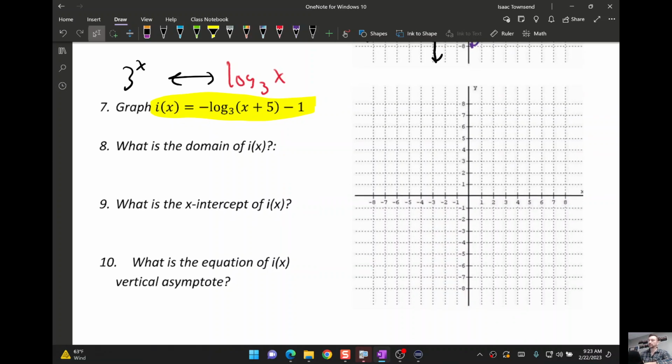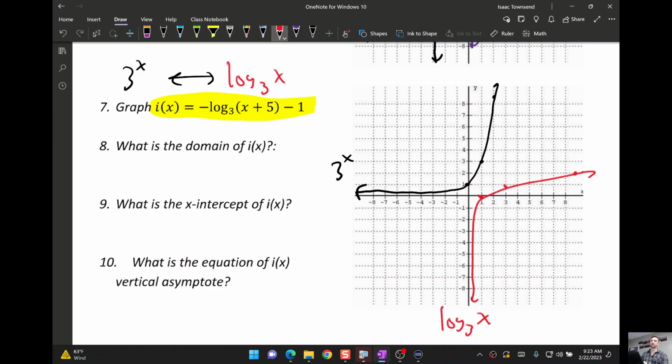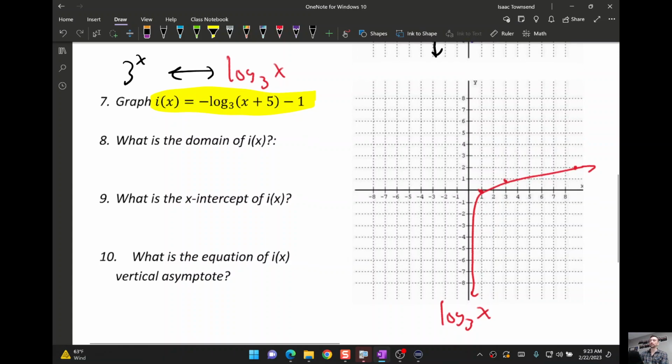So me personally, I would quickly sketch 3 to the x, take a couple of those points, switch x and y, and I have log base 3 of x. And unlike the last set, nobody really asked me to graph 3 to the x, so me personally, now that I'm done with it, I'm going to erase it and get it out of the way. I just don't want it to be in my way.